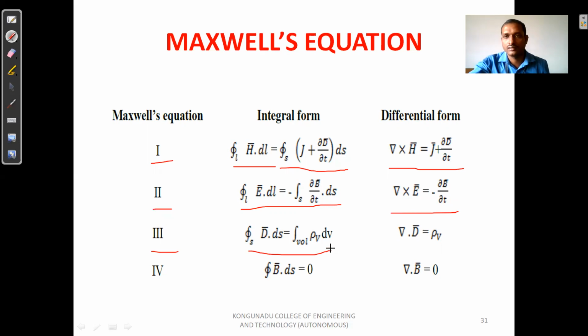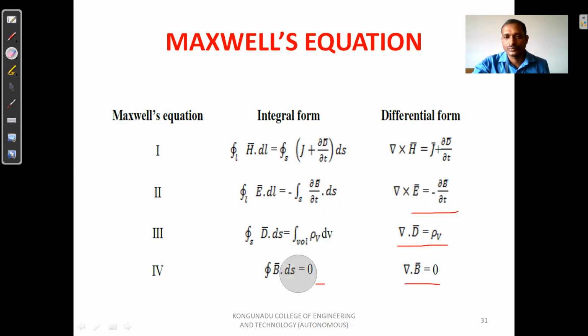The surface integral of D dot ds is equal to the volume integral of rho v dv. So the surface integral is equal to the volume integral. In differential form, del dot D is equal to rho v. Rho v is called volume charge density. D is called electric flux density. Maxwell equation number 4: the integral of B dot ds is equal to 0. In differential form, del dot B is equal to 0. So these are the 4 different equations in integral form and differential form.